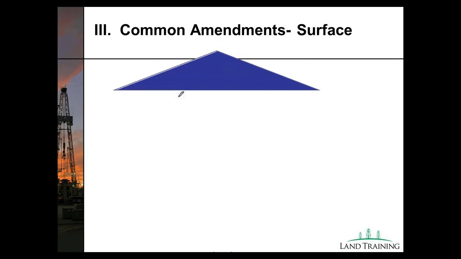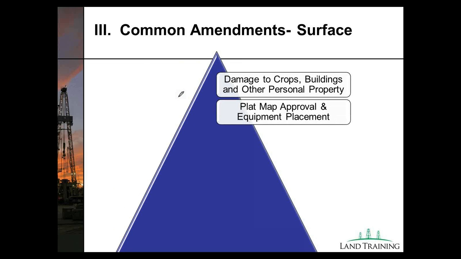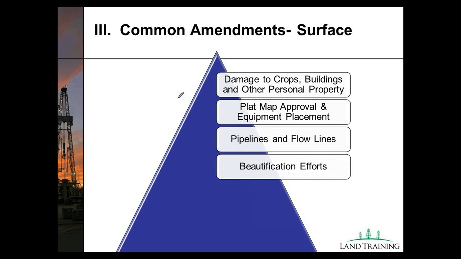These are some common surface amendments. I just want you to be familiar with these. It usually says they'll pay you for damage to crops, to buildings, and other personal property. Sometimes they'll say timber. Again, this is what I said before, where they want approval of where they're going to put that equipment and their placement. And then they're also going to want to be able to tell you or negotiate with you or consult with you about where you put those pipelines and those flow lines. There may also be beautification efforts. They might want you to paint the tanks. I've got a picture of that for you in a minute. Plant landscaping, those kinds of things.